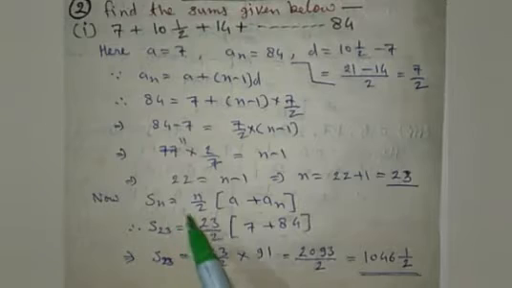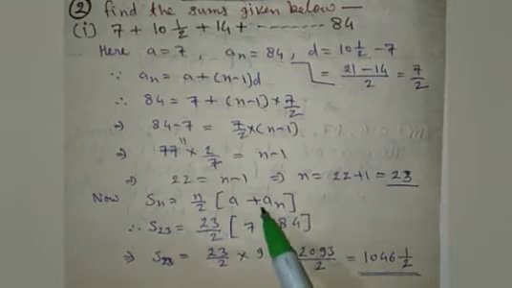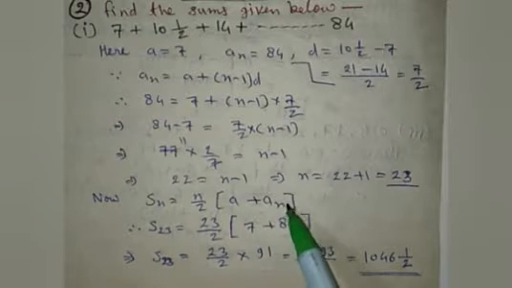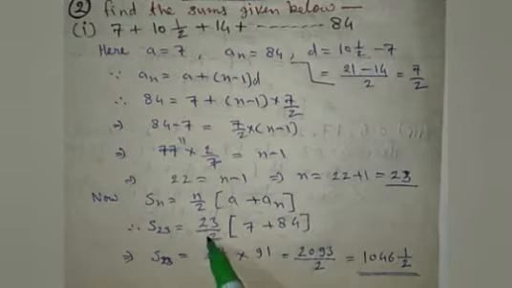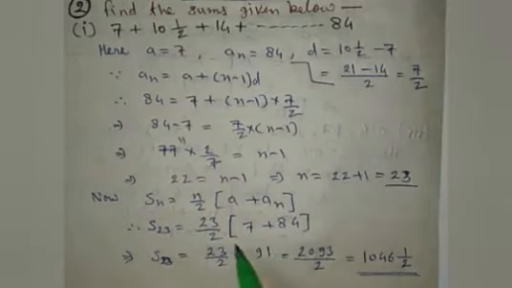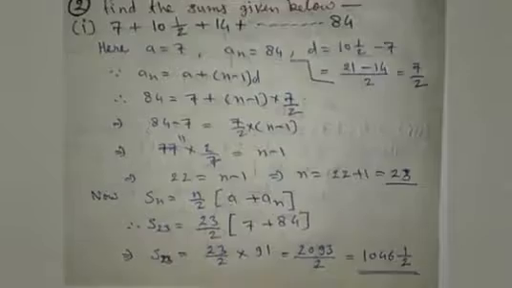Now Sn equal to n by 2 into (a plus an), the first term and the last term. So substituting the values, you will get here n means 23 upon 2 into (7 plus 84). an is 84. So it is 23 by 2 into (7 plus 84), that is equal to 91. So here multiplying these two, you will get 2093 divided by 2, and in mixed form it is equal to 1046 and 1 by 2.